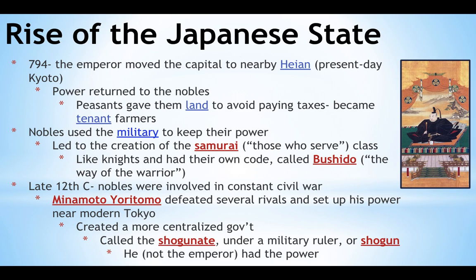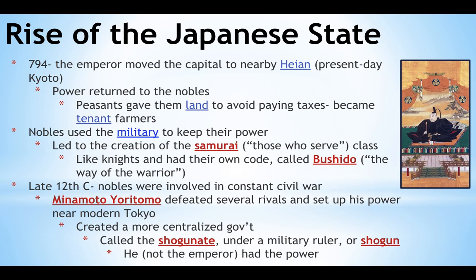And then in the late 12th century, nobles were involved in constant civil war, until Minamoto Yoritomo defeated several rivals and then set up his power near modern Tokyo, which is the current capital of Japan. So he is going to create a more centralized government, and this was going to be known as a shogunate. Basically, a shogun is like a general. Okay, so it's a military ruler.